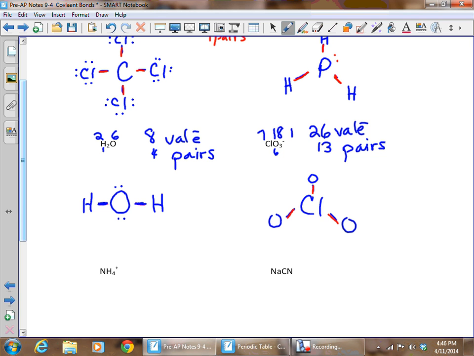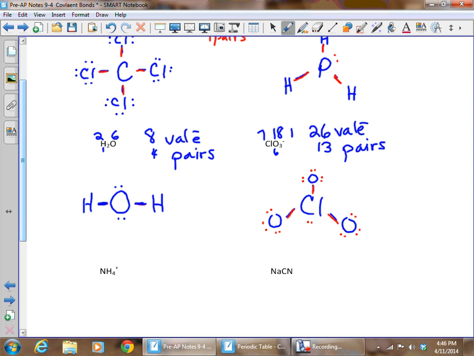So we've used up 3. Outside gets them first, and oxygen is in 6A. It's not in groups 1A, 2A, or 3A. Oxygen wants electrons, so it's going to take them. So we've used up 3, 4, 5, 6, 7, 8, 9, 10, 11, 12. We've used up 12, and all of the oxygens have their octet. So where's that last pair of electrons going to go?